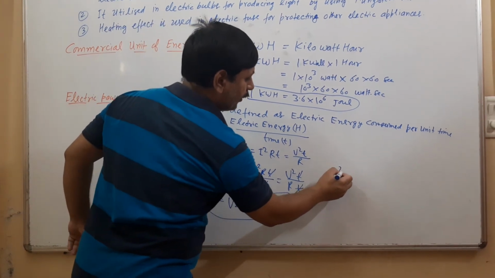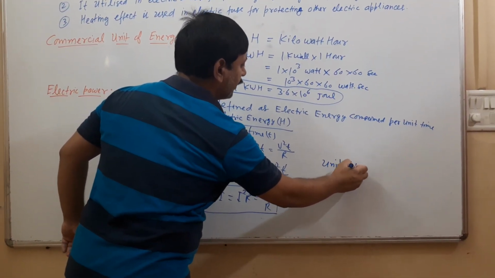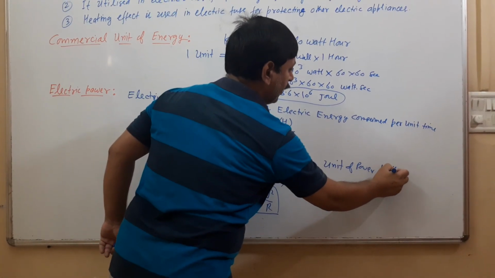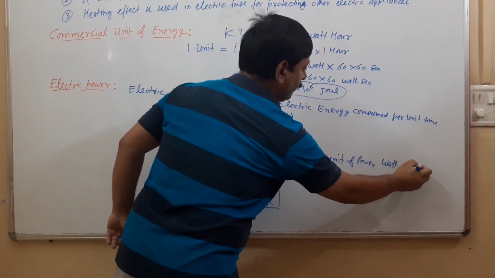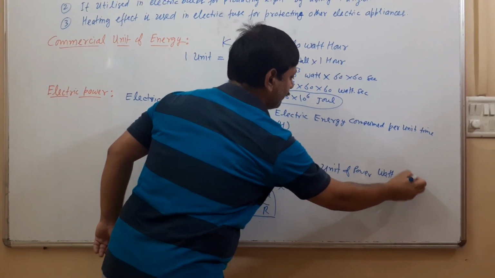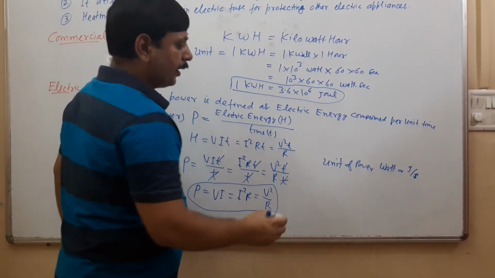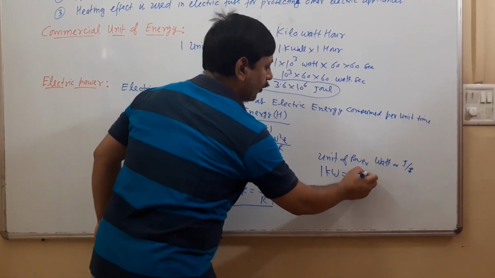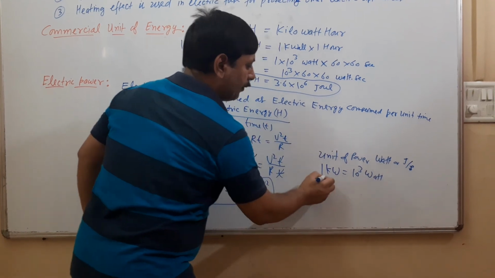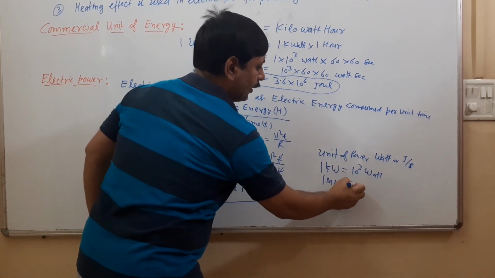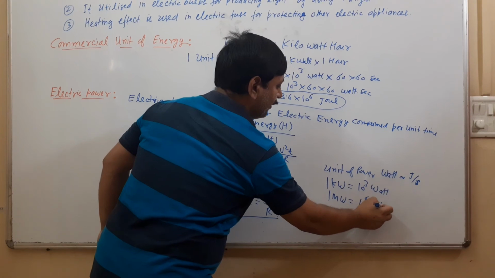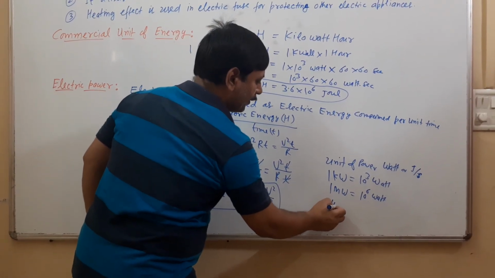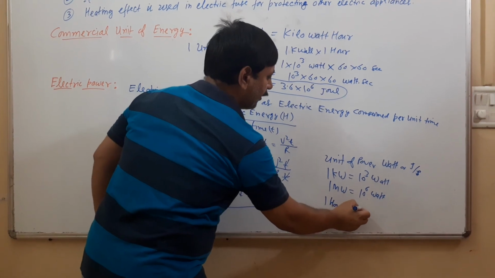What is the unit of electric power? The unit we know is watt, or joule per second. Bigger units are 1 kilowatt, 10³ watt, and megawatt, 10⁶ watt. One more unit you know is horsepower.